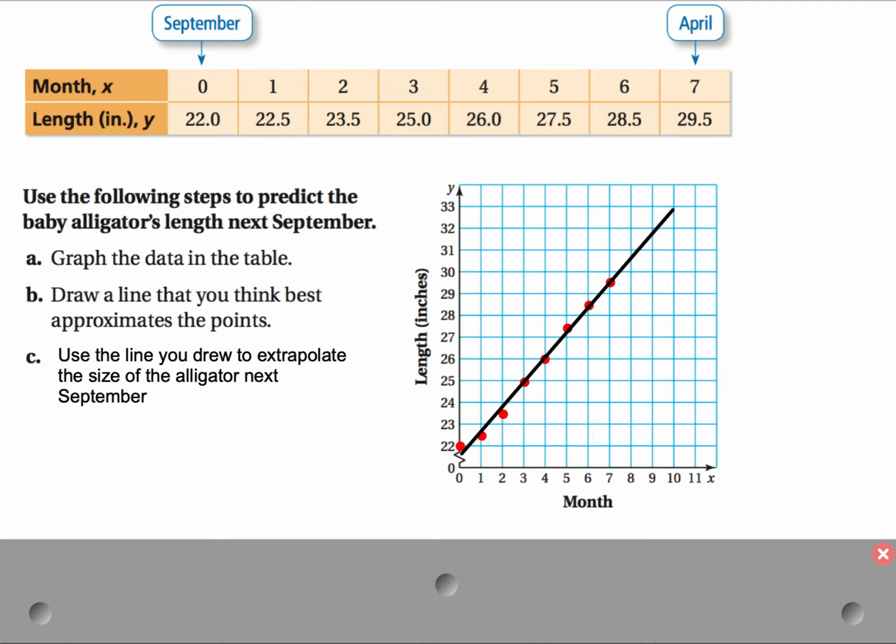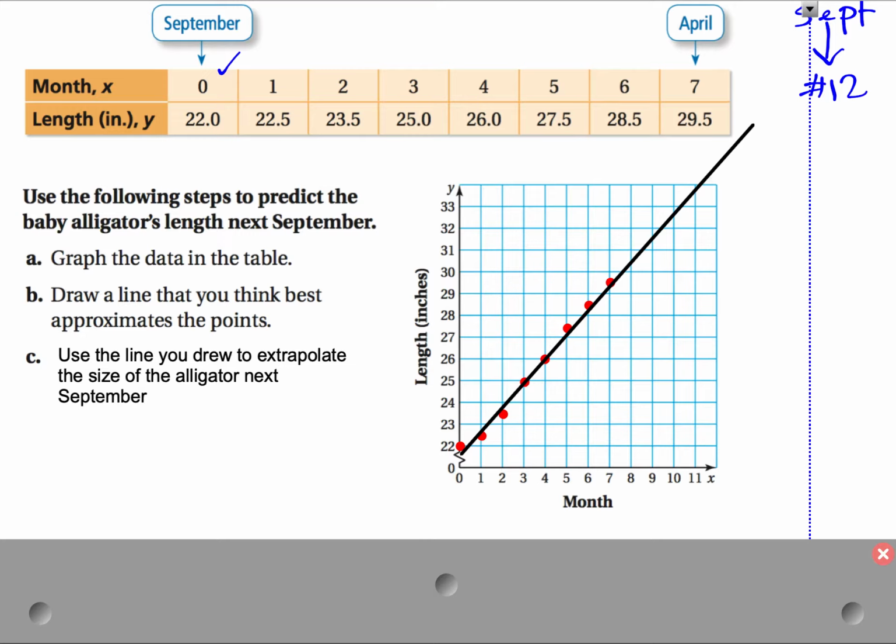Use the line of fit you drew to extrapolate the size of an alligator next September. Okay, next September, we need to decide what the month number is going to be. If September is month number 0, the next September is exactly 12 months later. So we're looking at month number 12. Now I'm going to extend this line a little bit, and I'm trying to estimate month number 12.